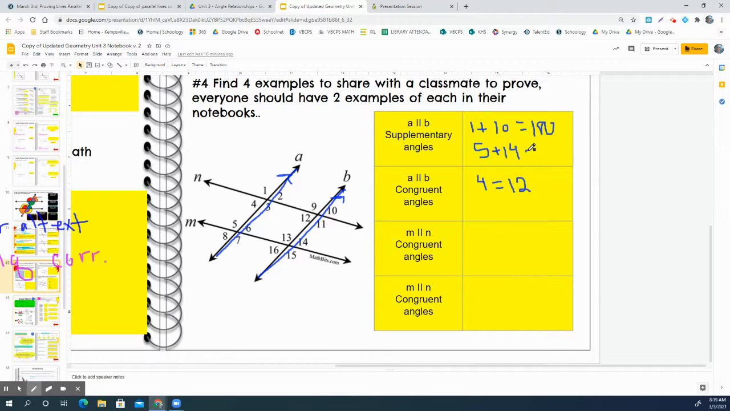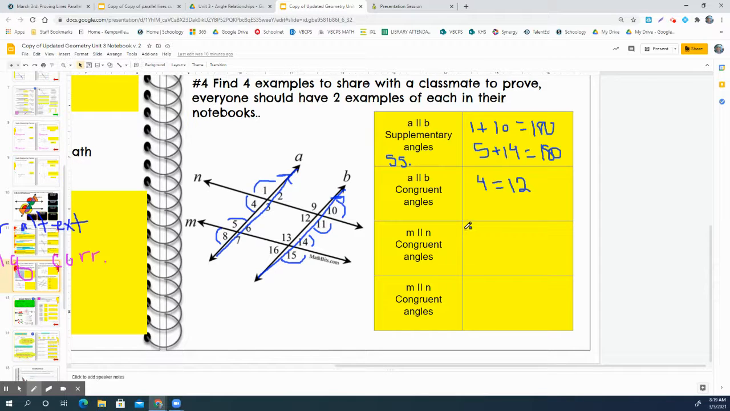In this yellow box over here, I want you to write 2 examples that show supplementary angles proving A and B are parallel. So we can do 1 and 10. We can do 4 and 11. We can do 5 and 14. We can do 8 and 15. Or we could do any of the same side interiors. Basically, for supplementary angles, they've got to be same side.